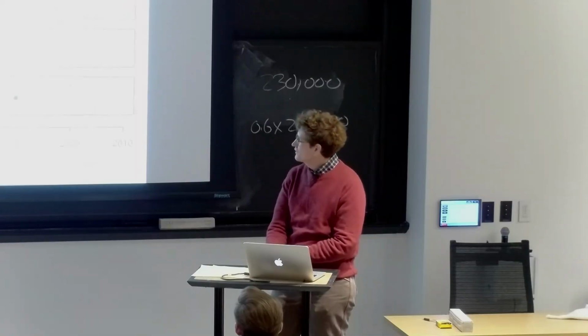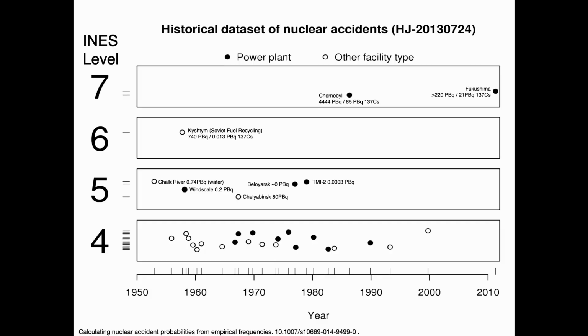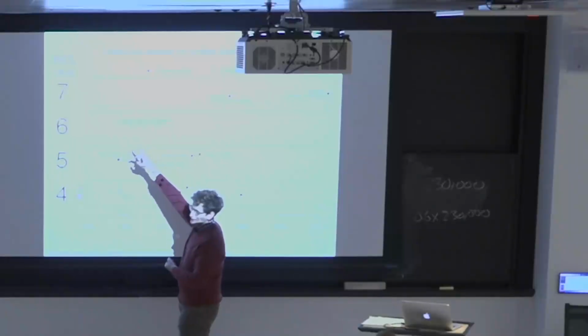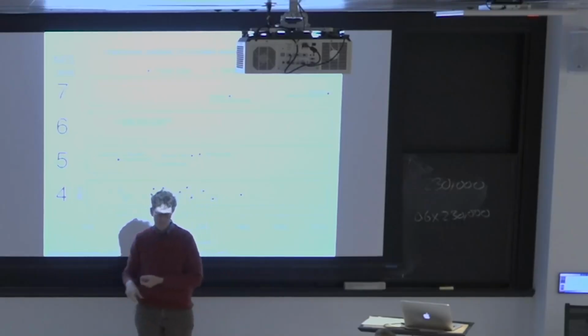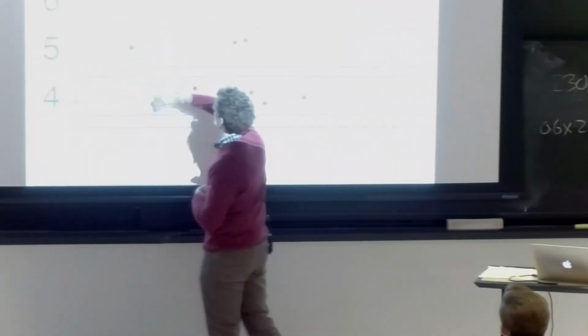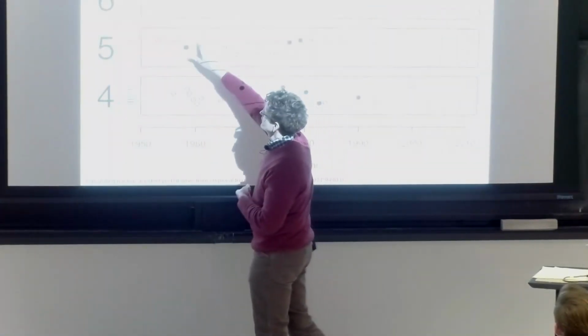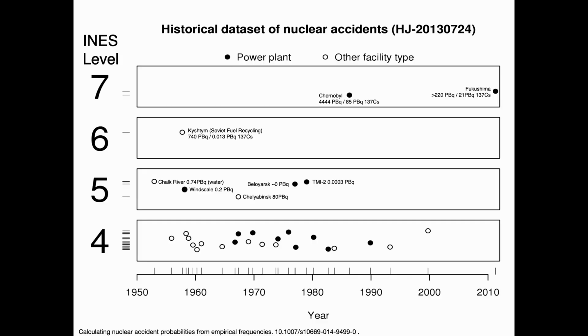But the problem is that the history does not comport with that. So these are the actual accidents, different INES scales. There's Chernobyl, there's Fukushima. The ones that are not black, the open circles, these are non-reactor fuel cycle accidents. So they're associated with nuclear power, but they are not reactors. So this is a Soviet fuel reprocessing site. These are also such sites. And you see that they also can contribute significantly.